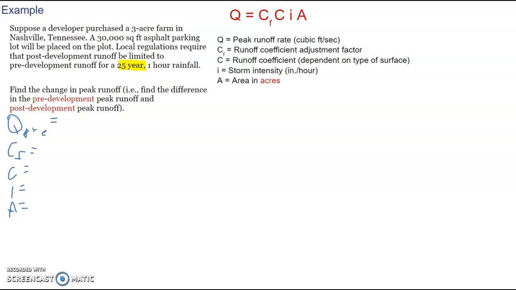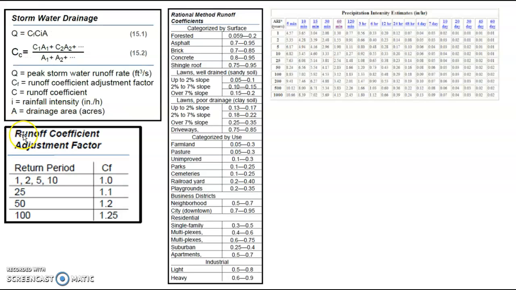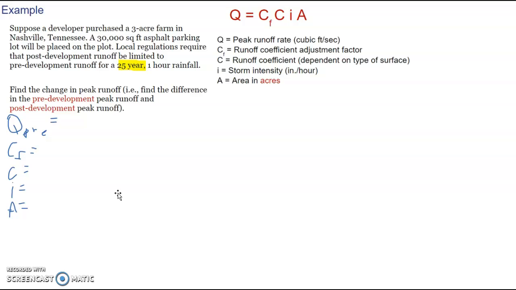So we're looking at 25 years, and we're going to use the chart over here that is the runoff coefficient adjustment factor, and we know that we have a 25-year storm, so we're going to use 1.1. That C sub F is going to be the same for every single Q that we do in this one problem, so we're always going to use this 1.1.